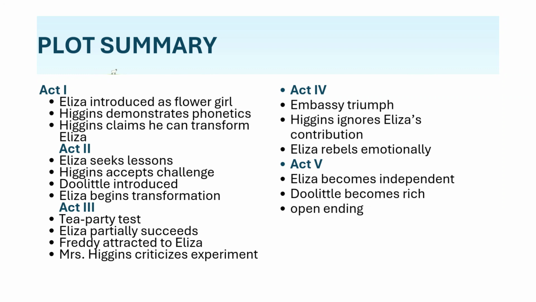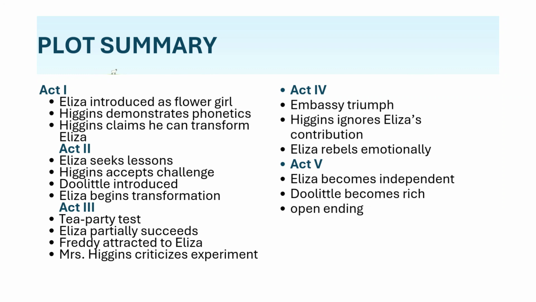Act 4 contains the climax and emotional turning point of the play. After Eliza's great success at the embassy party, Higgins celebrates his victory and largely ignores Eliza's contribution. Feeling used and unappreciated, Eliza rebels emotionally and confronts Higgins about her future and her dignity.